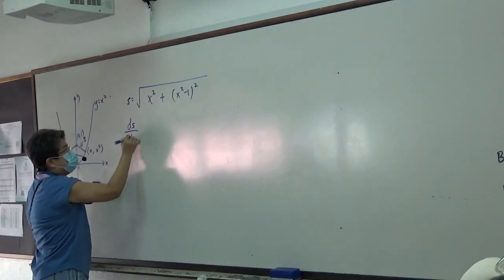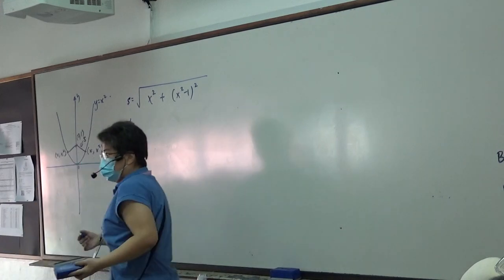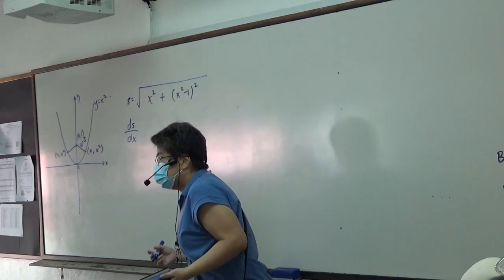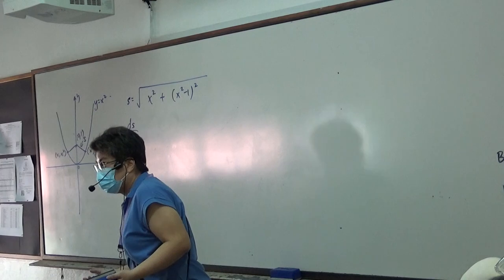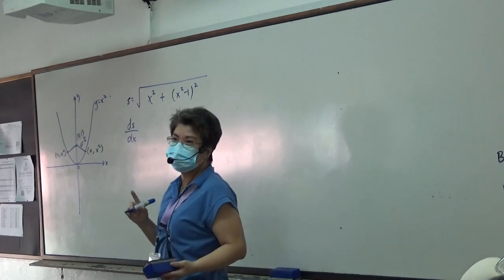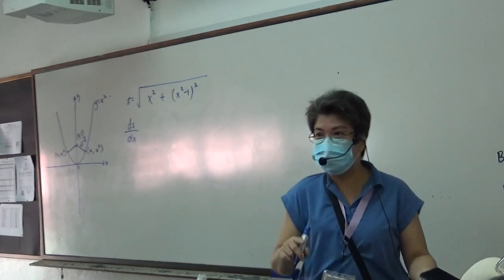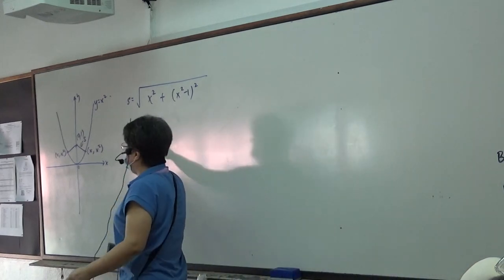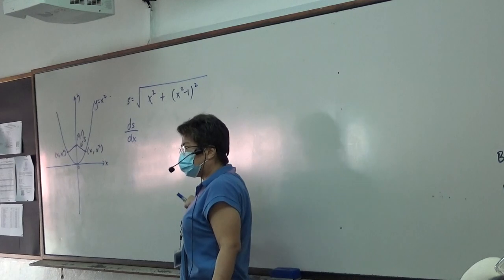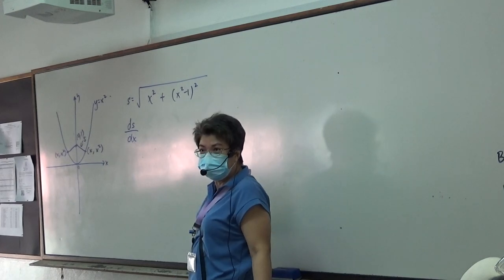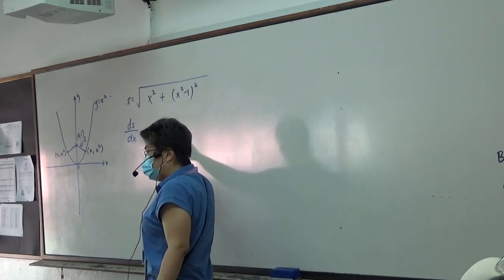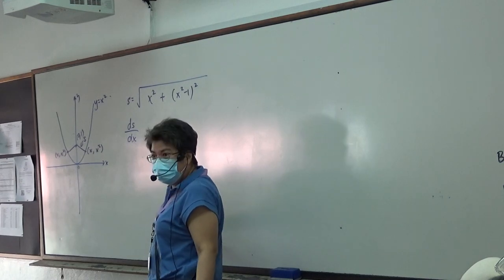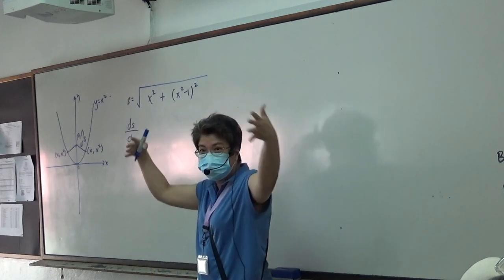I will have ds/dx, right? I got to differentiate, agree, class? And then equate it to 0. Correct? Now, class, look up first. The textbook has a very ingenious way of doing it. Do you agree that if I differentiate, this is going to get complicated? Everybody clear? Because there's a power half, then there's the inside.